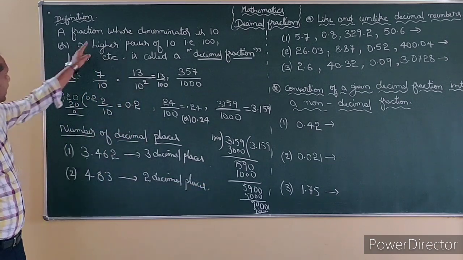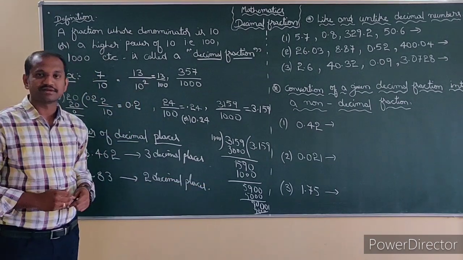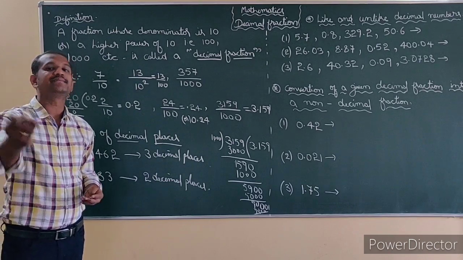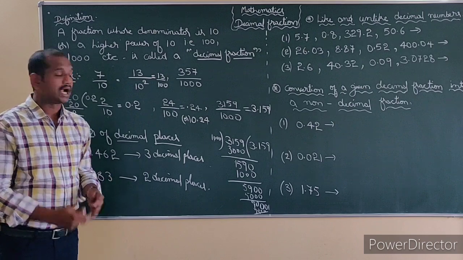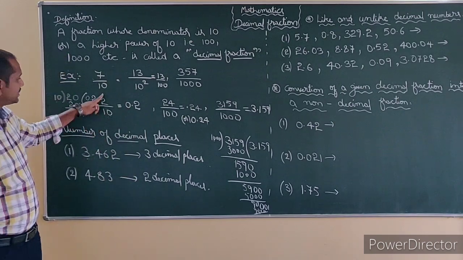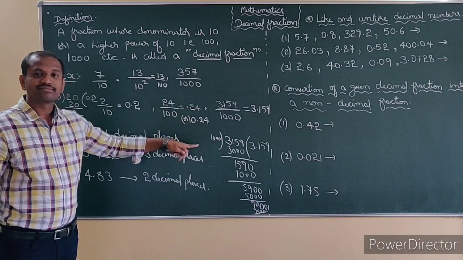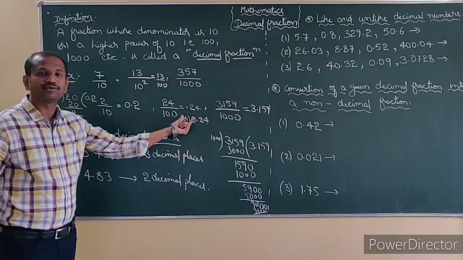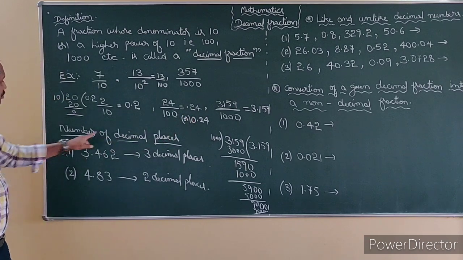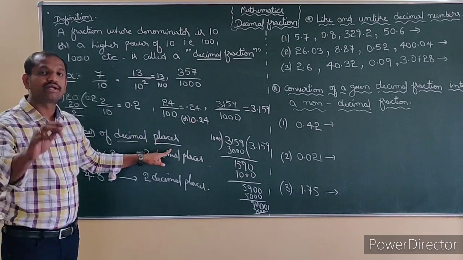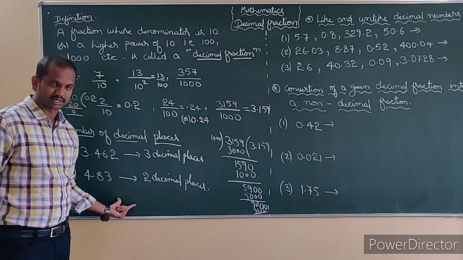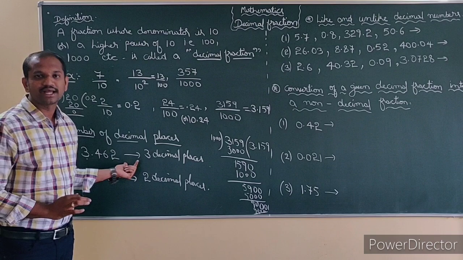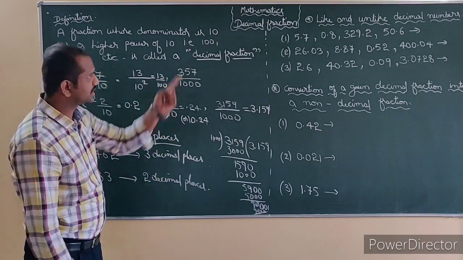So, here we have understood the definition of decimal fractions. What are decimal fractions? Fractions whose denominator is 10 or a higher power of 10, like 100, 1000. And you also understood how to write a fraction in decimal form, if a fraction has a denominator of 10, 100 or 1000. Later we came to know the number of decimal places. How do we find the number of decimal places in a given number? After the point, how many numbers are there? That is considered the number of decimal places.